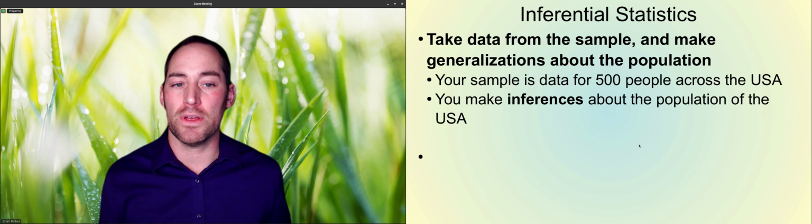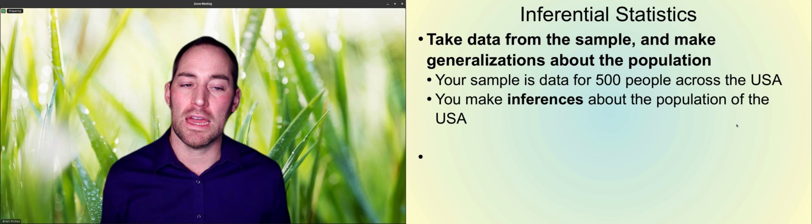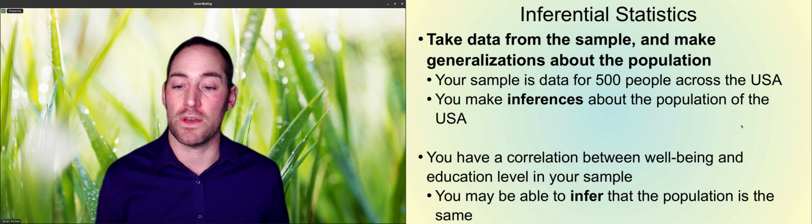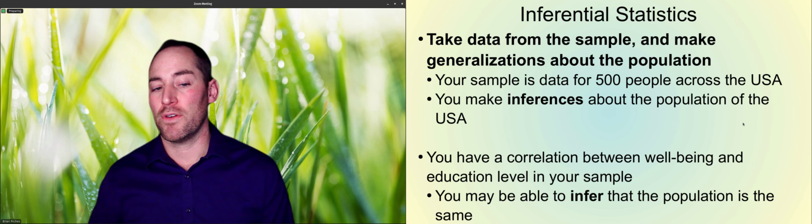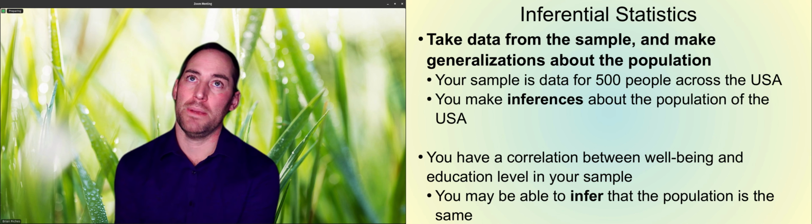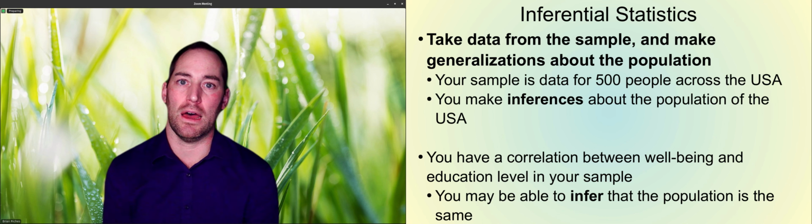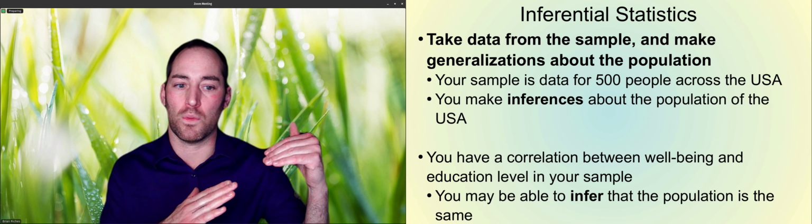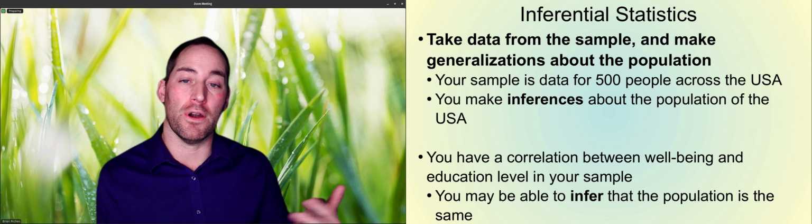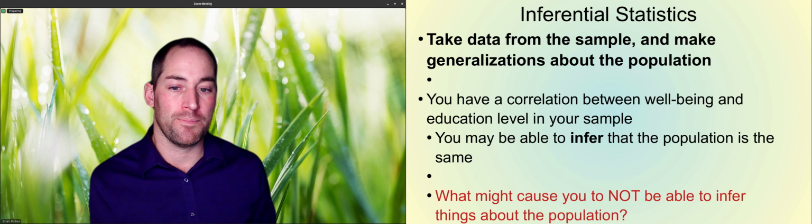So if your sample is from 500 people across the USA, then you would make inferences about the people of the USA as a whole. Now, let's say you have a correlation between well-being and education level in your sample. People with higher education levels also tend to have higher well-being. So there's a positive correlation there. You might be able to infer that the population is the same.